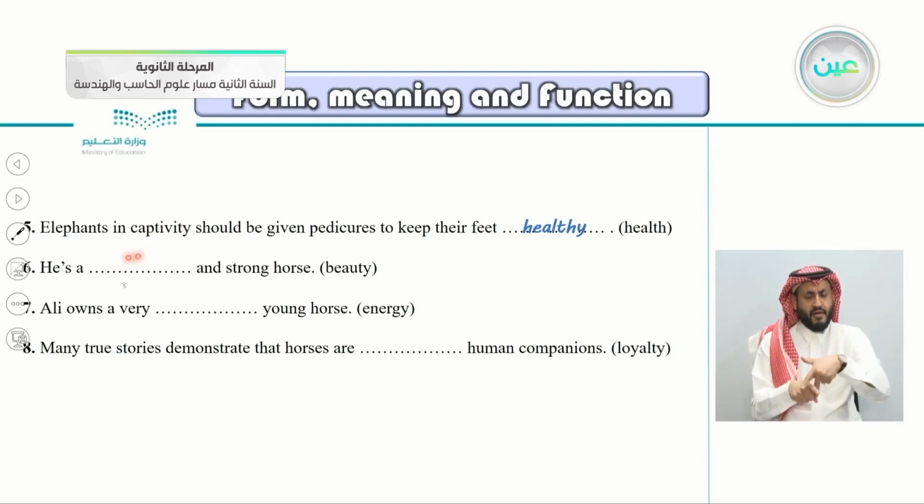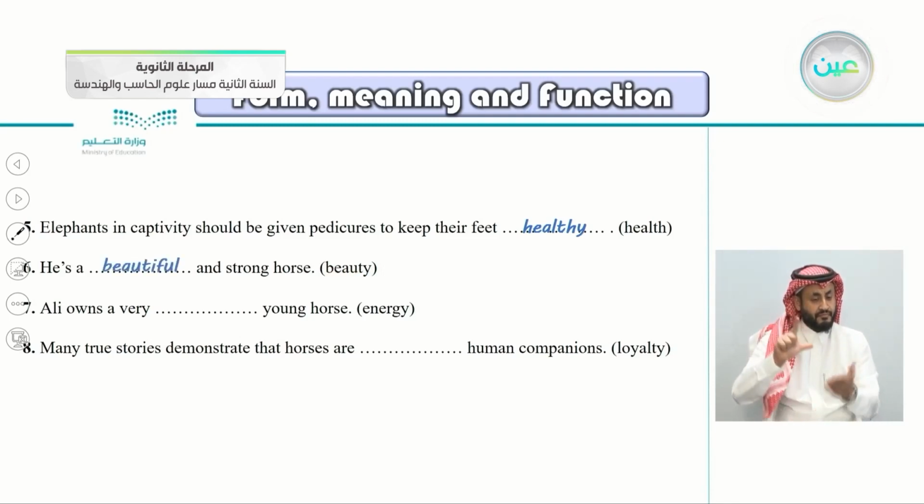Number 6, he is a [blank] and strong horse. So we're describing the horse here. A what? And the noun here is beauty. How do you describe the horse using beauty? Yes, very good. Beautiful. He's a beautiful and strong horse.